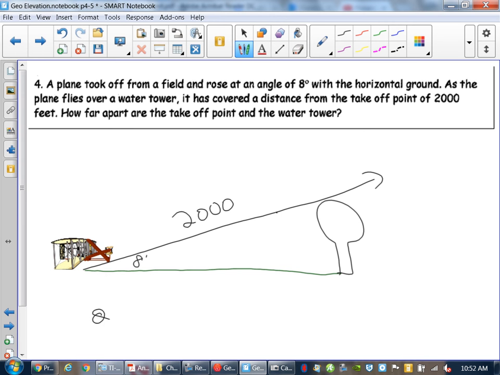And now we're trying to find how far it is from here to here. When it's asking you to find how far it was from the takeoff spot to the water tower, that's what you're looking for. So, is this distance here an adjacent or an opposite? It's an adjacent. So, what trig function are you going to use, knowing an angle?